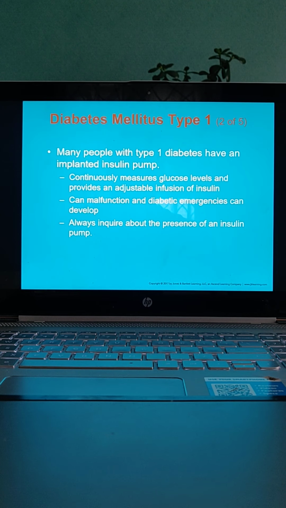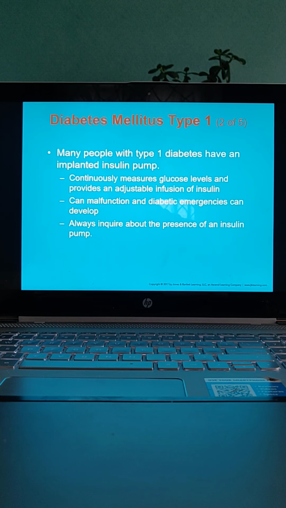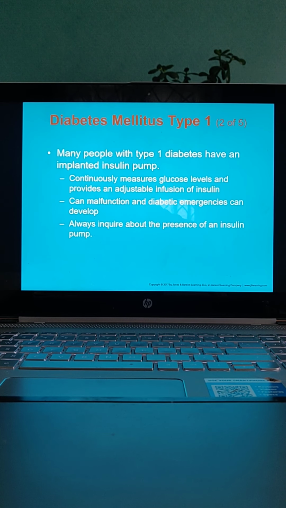It can malfunction and diabetic emergencies can develop. People who have an insulin pump know their body better than anybody else. They even know it better than a diabetic doctor, a specialist. So if they tell you they need to go to the hospital, they need to go to the hospital. If they call you, they're calling you because they know something's not right. Okay? Always inquire about the presence of an insulin pump. If they have an insulin pump, they're your best source of information.